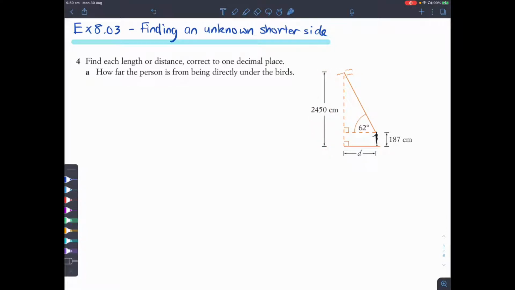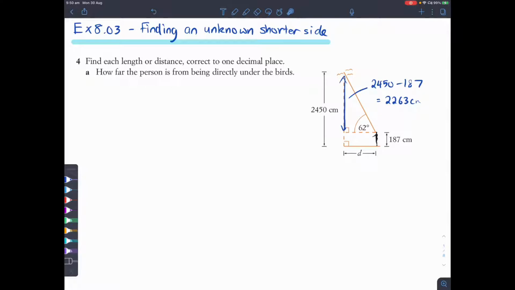So if I want to find out what this distance is, I need to get this whole entire distance, the 2,450, and minus this distance here, which is 187. So that is 2,450 minus 187, which would give us 2,263. That's in centimeters. So that means that if the person was standing here, then from his head all the way to the birds, that would be the total distance.